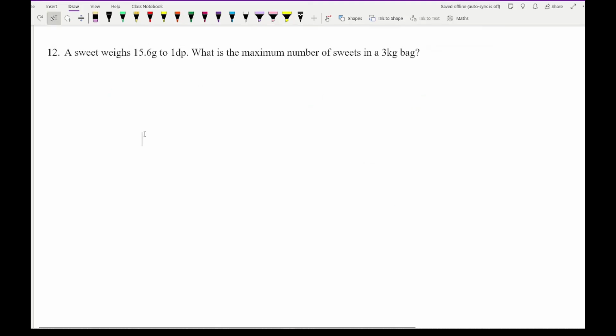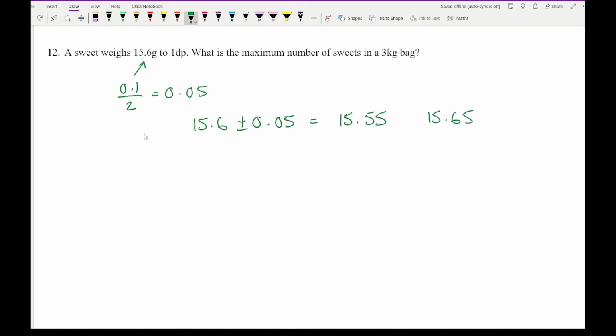So looking at our last example, it says that a sweet weighs 15.6 grams to 1 decimal place. What is the maximum number of sweets in a 3 kilogram bag? So first things first, let's work out what the upper and lower bound of the sweet is going to be. So to 1 dp, that's 0.1 divided by 2, which is 0.05. So all I'm then going to do is do 15.6 plus or minus 0.05, which then gives me 15.55 and 15.65.